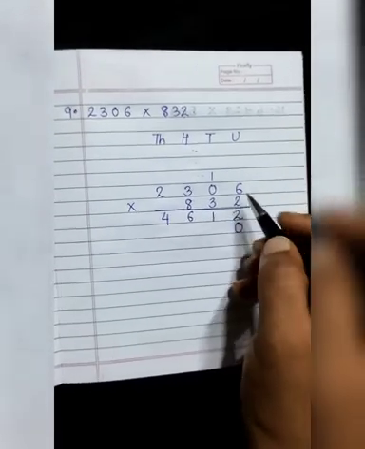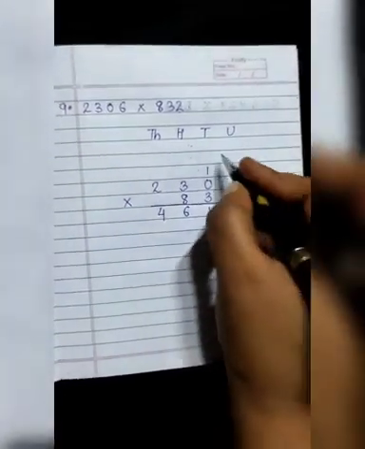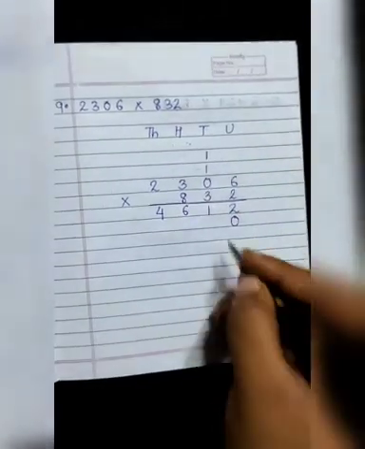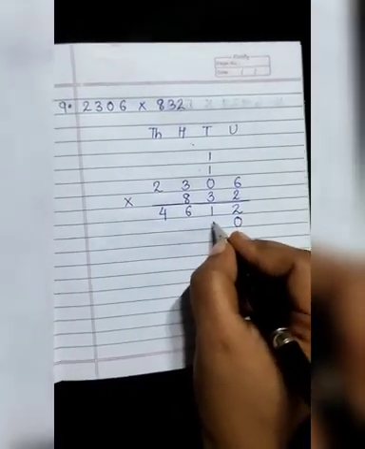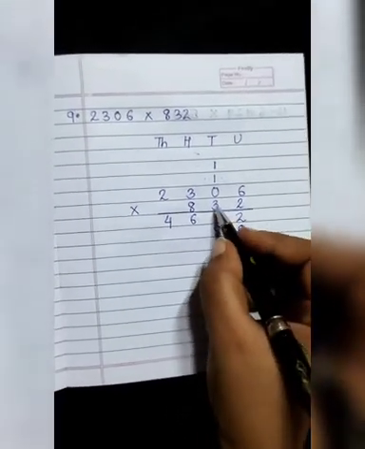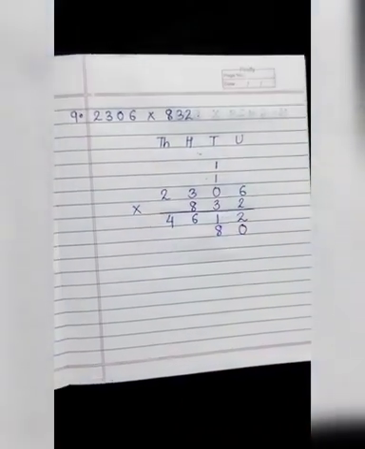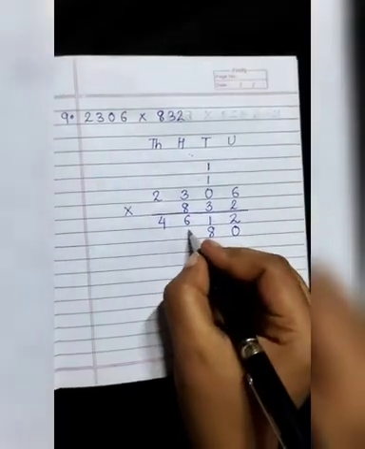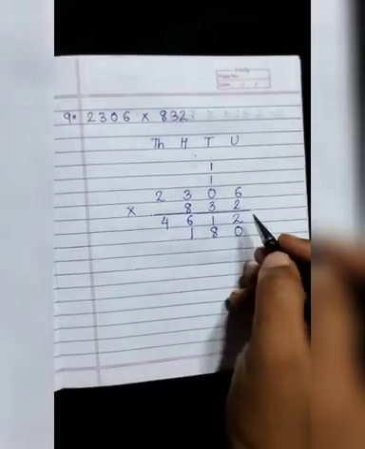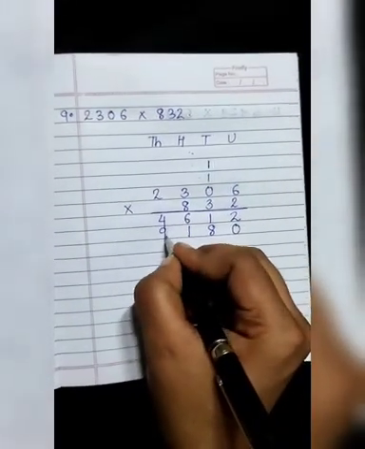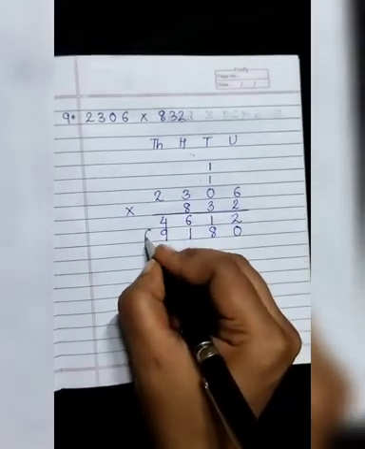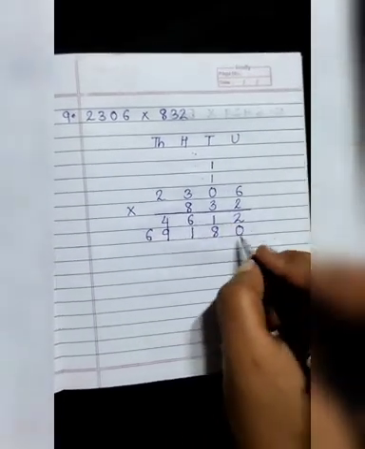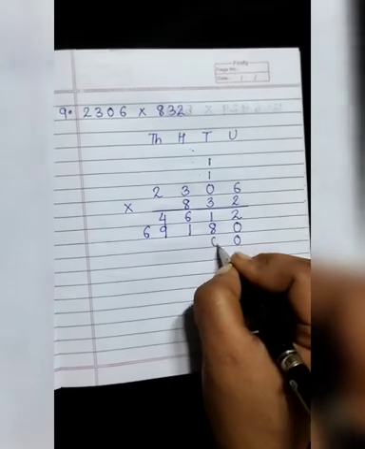Now 3 sixes are 18. 3 multiplied by 6 is 18. So 1 we will carry on the second line and 8 we will write here. 3 zeros are 0. 1 is there, so we will write here 1. 3 threes are 9. 3 twos are 6. Then we will take 8, so we will put here 2 zeros.